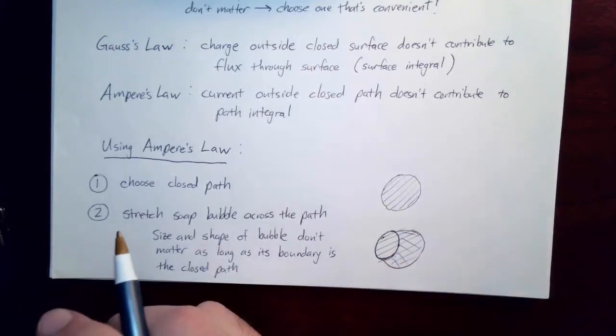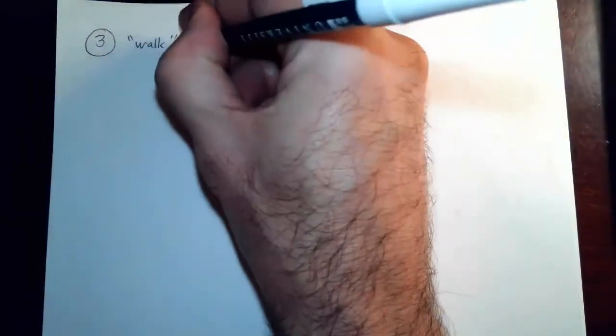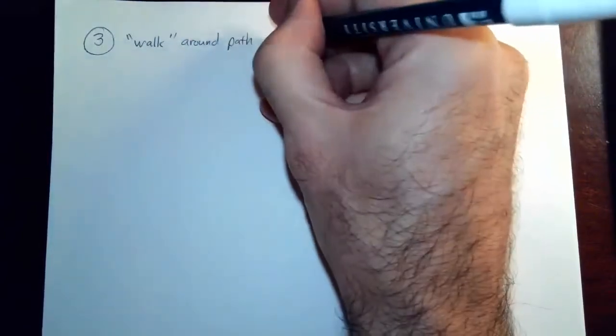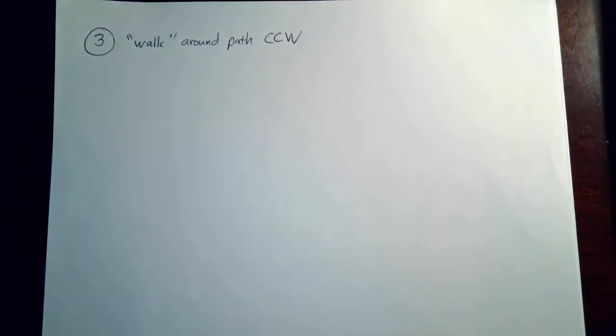All right, moving on to step three. Okay, so we defined our path, and we stretched a soap bubble over the path, and now we're going to "walk" around the path. I'm going to put walk in quotes because no one's literally walking around the path, but it's helpful to think of it like that, to think that we are traversing this path. And we're going to traverse the path in the counterclockwise direction, just as a general rule of thumb.